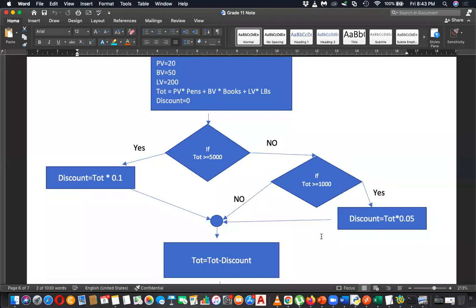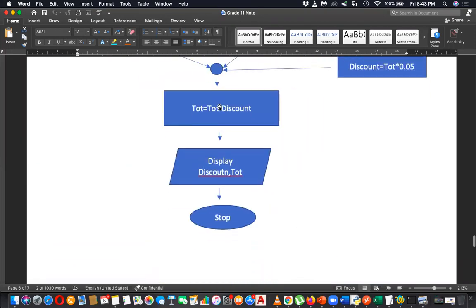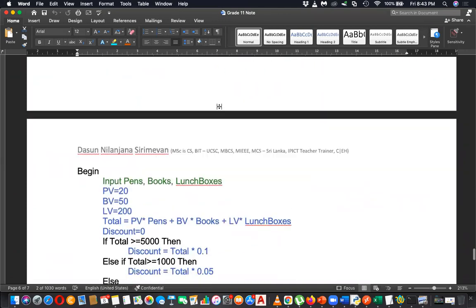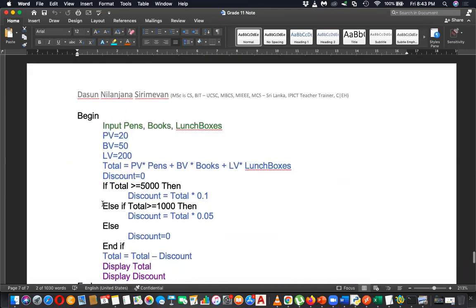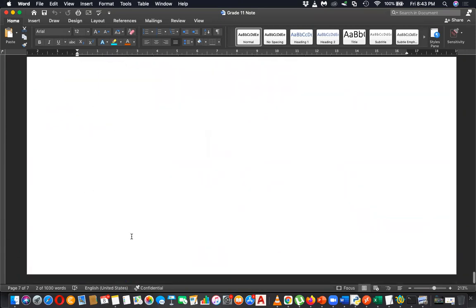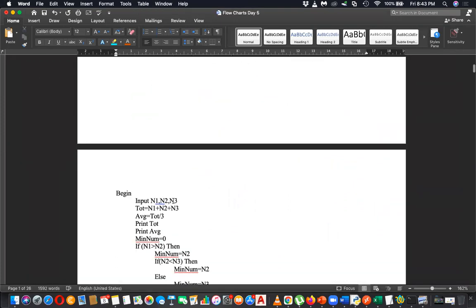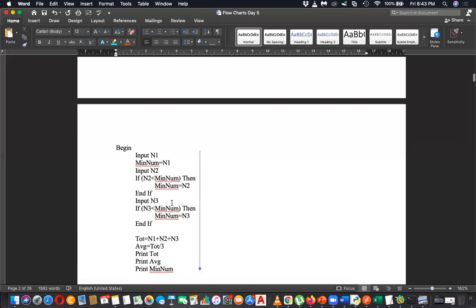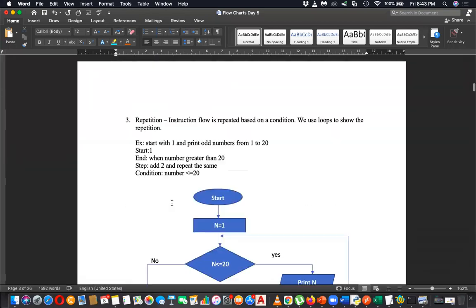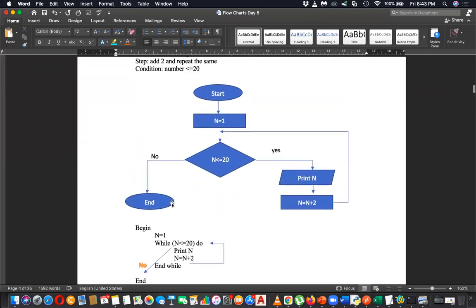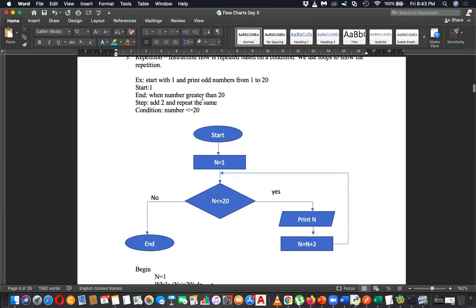This is where you take decisions, the diamond symbol. Just remember these things. And in pseudocode, it is done using if and else. This part we have done. Then the repetition, the last one is repetition. In repetition, you have to do things again and again.